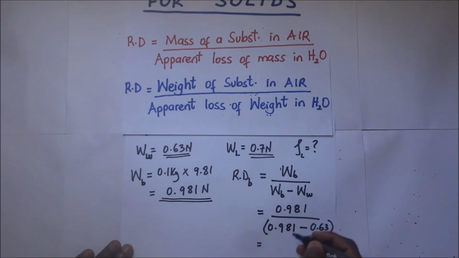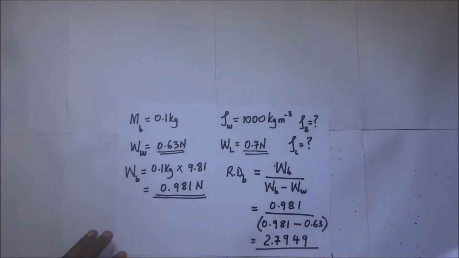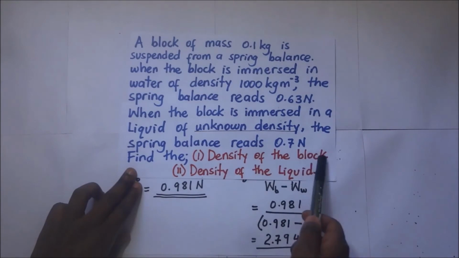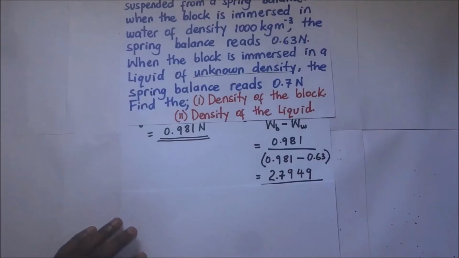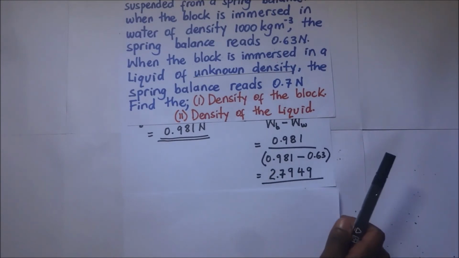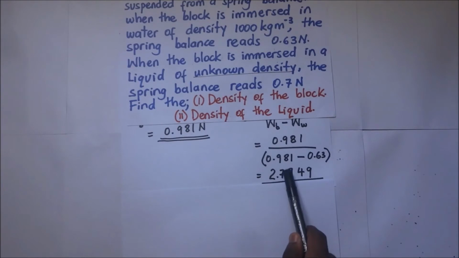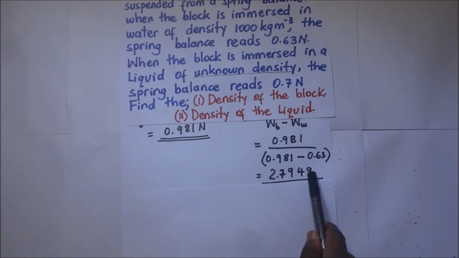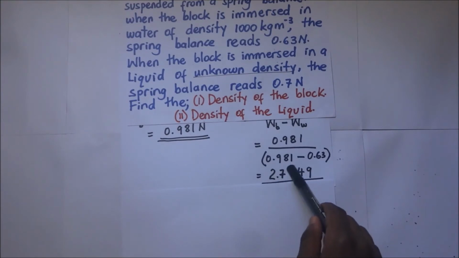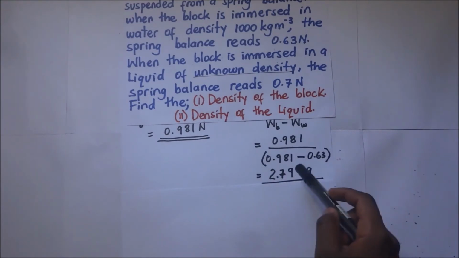And of course, when we divide those two, we end up with the relative density of the block. Now that we found the relative density of the block, we can go ahead and find the density of the block as the question requires us. If we know the relative density of something, we simply have to multiply this by the density of water, because remember this relative density 2.7949 means that this block is 2.7 times more dense than water.